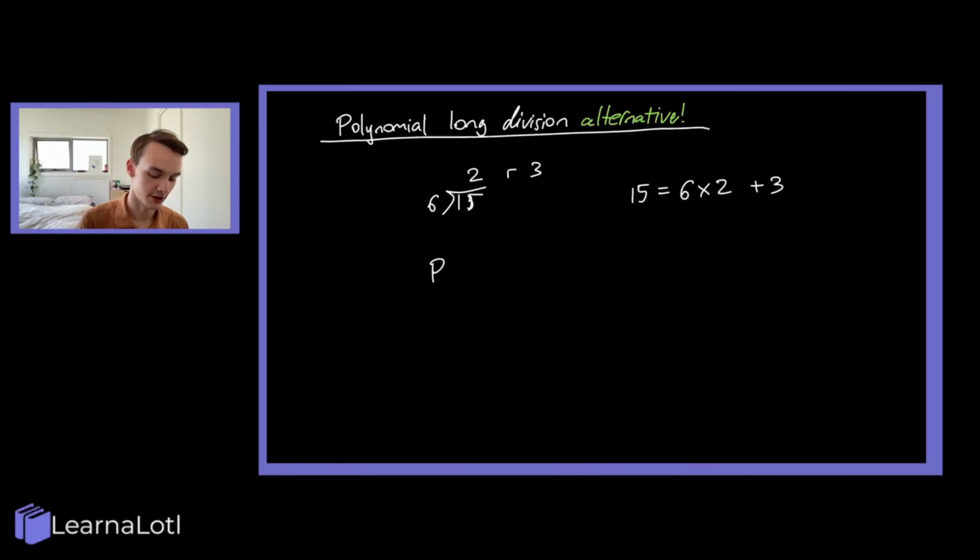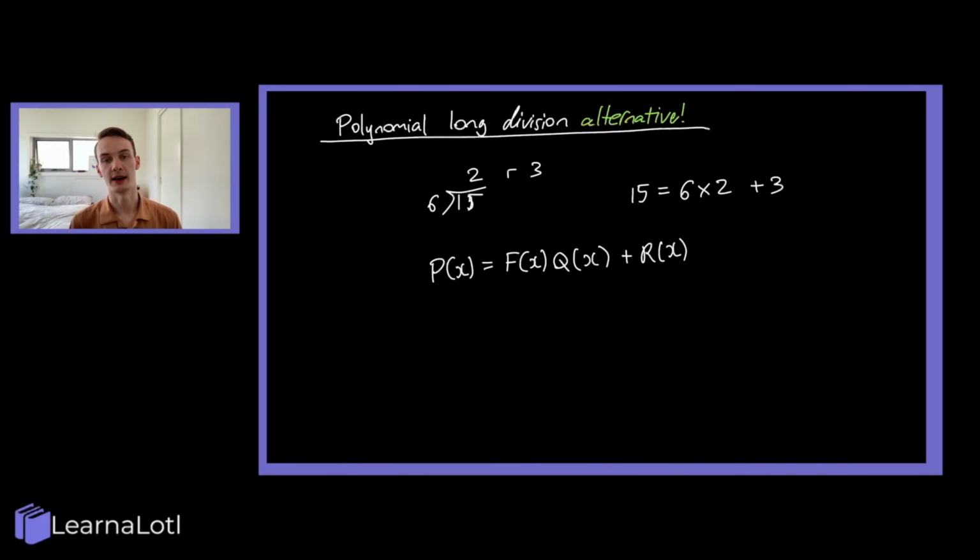So given a polynomial p of x and a factor f of x, so I want to divide this polynomial by some factor f of x, I want to be able to write p of x as the factor f of x times another polynomial, the quotient, so we'll call it q of x, and it may also have some remainder, so plus r of x. So here, p, f, q, and r are all polynomials.